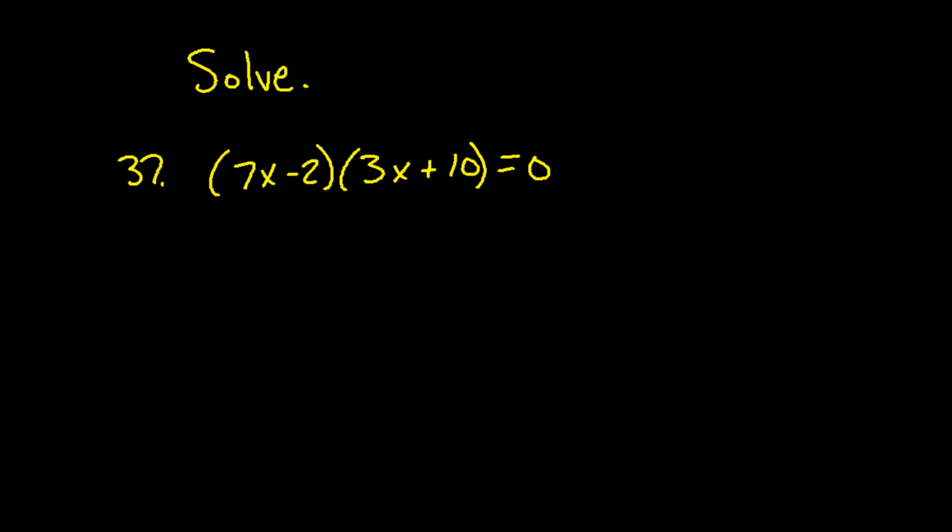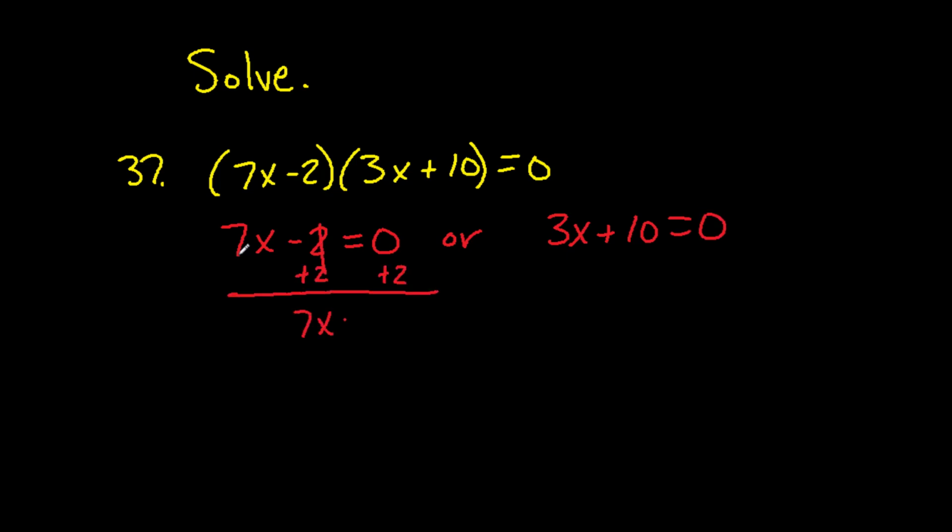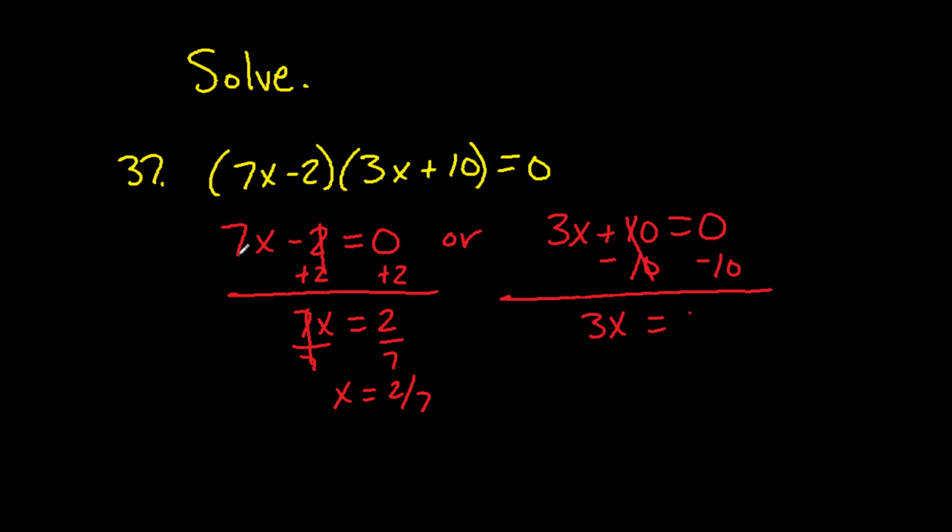This problem has already been factored as well, so we can set both of the factors equal to 0 to get our two solutions. 7x minus 2 equals 0, or 3x plus 10 equals 0. Adding 2 to both sides, we get 7x equals 2, and dividing by 7, we get x equals 2/7 as one of our answers. For the next problem, if you subtract 10 from both sides, we get 3x equals negative 10, and dividing by 3, we get x equals negative 10/3. So those are our two solutions.